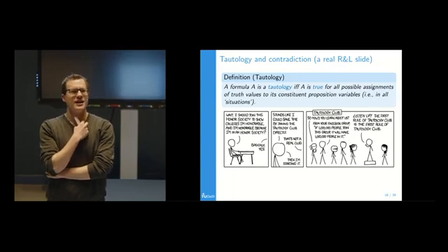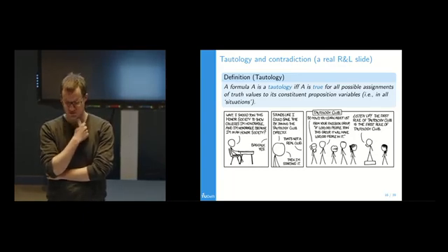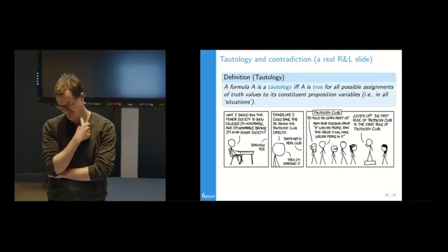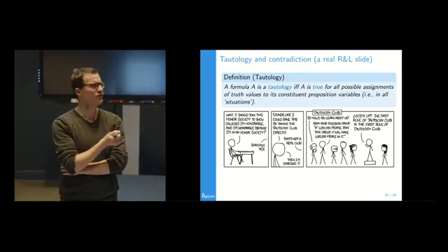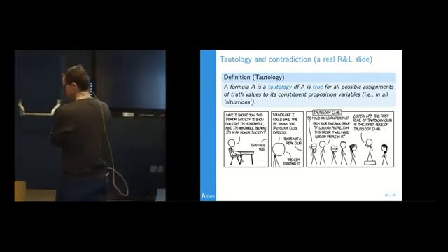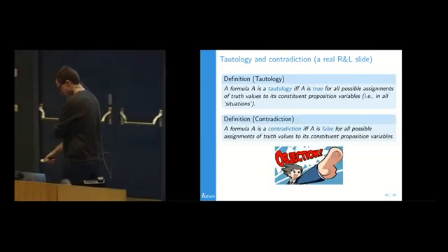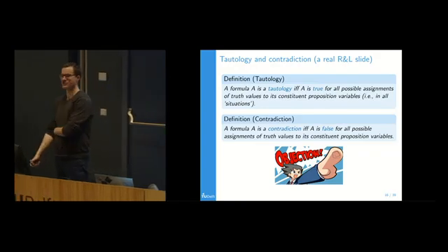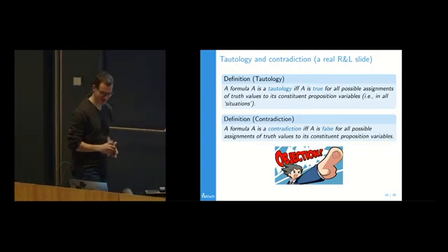And if we have a name for something that's always true, maybe we also need a name for something that's always false. And so we do. We call those things contradictions. And if you know how this guy is related to contradictions, then good. You have an excellent taste in video games.